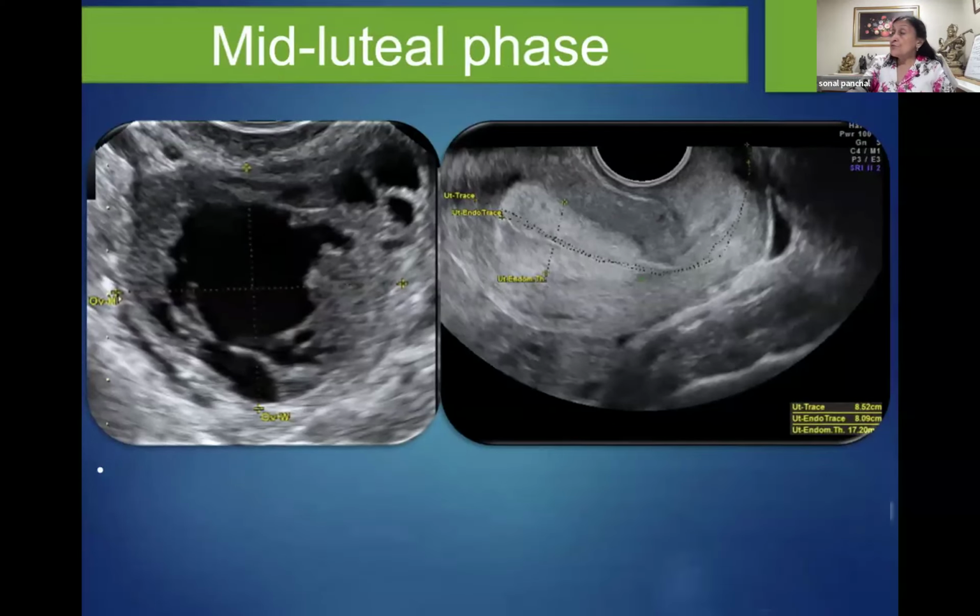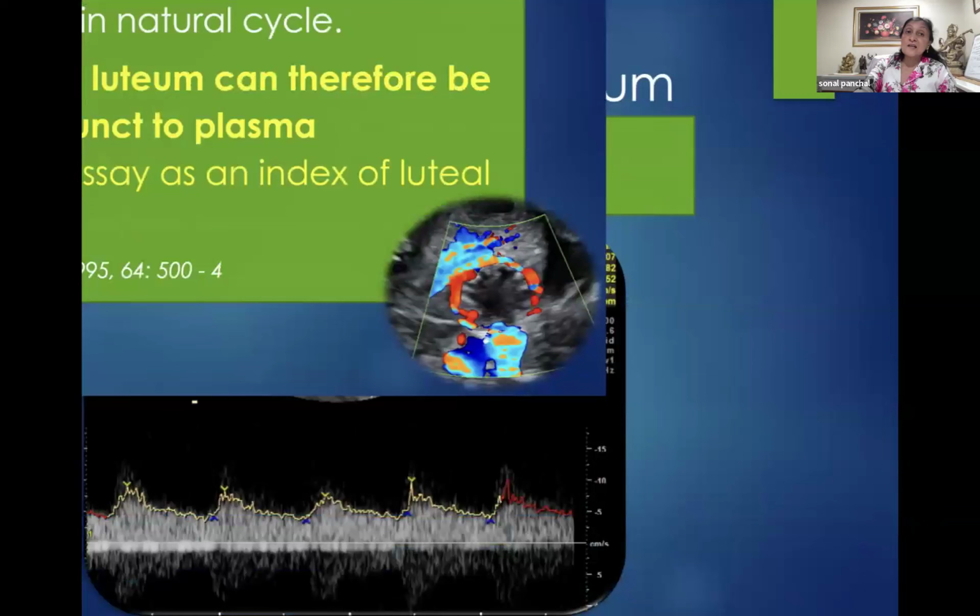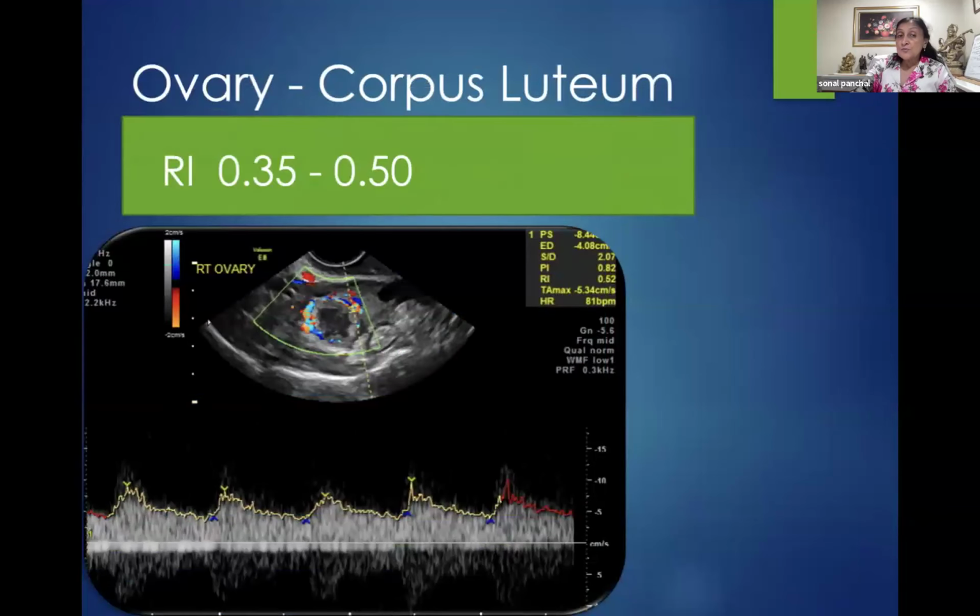Coming to the mid-luteal phase, there's a clear correlation between the RI of the corpus luteum and the plasma progesterone levels, as has been seen in natural cycles. RI of the corpus luteum can therefore be used as an adjunct to the plasma progesterone assay as an index of luteal function, even in stimulated cycles. So it's only in the mid-luteal phase that you can evaluate the luteal phase, because it's only then that the progesterone level reaches a plateau.